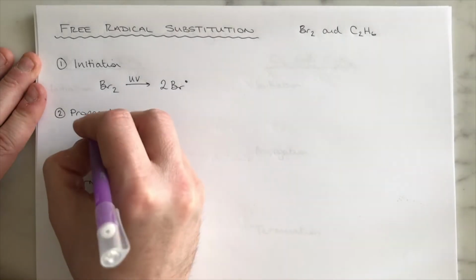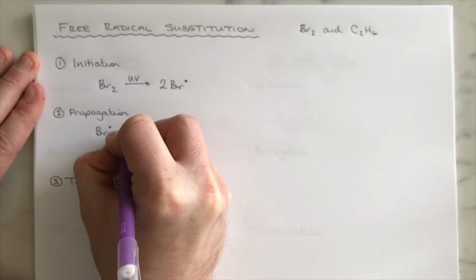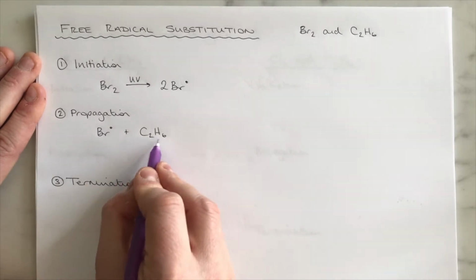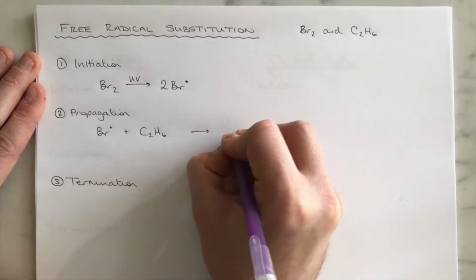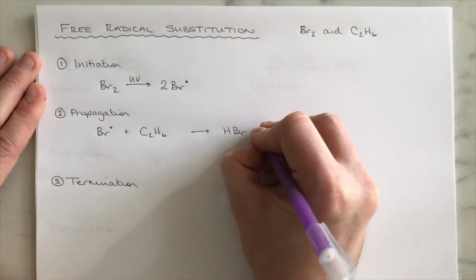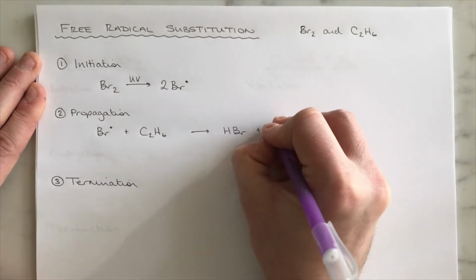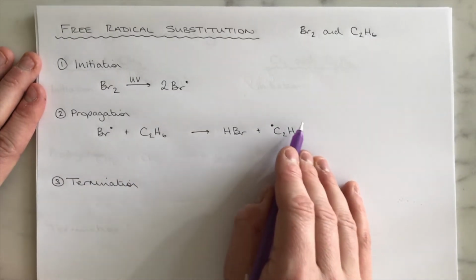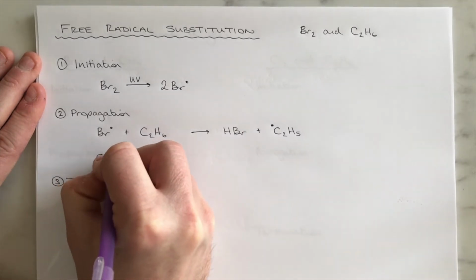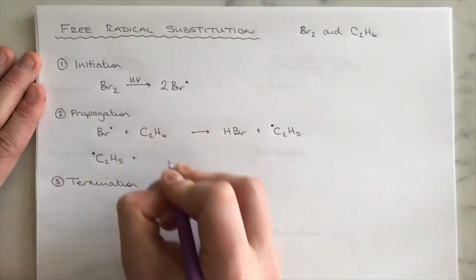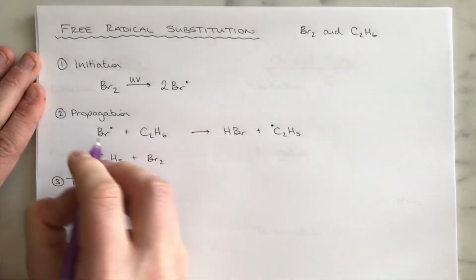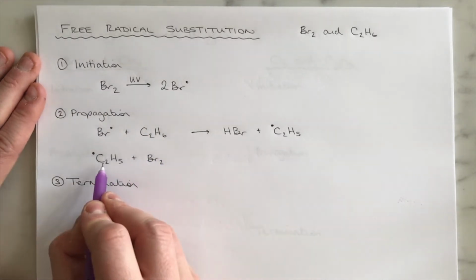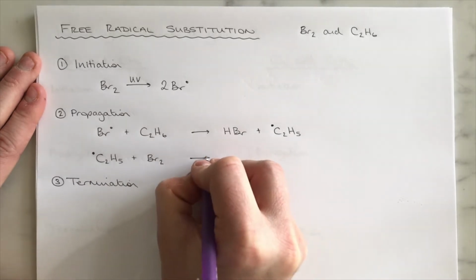Our propagation steps. First propagation step, our bromine radical collides with our alkane, and the bromine takes one of the hydrogens off this, so we end up with HBr and C2H5 radical, so this is now an ethyl radical. Our second propagation step, the ethyl radical that we just formed now collides with a Br2 molecule. Again, some of these bromines that weren't split up to begin with will still be floating around in our reaction mixture. So the ethyl radical will collide with the Br2 and it will split those bromines up.